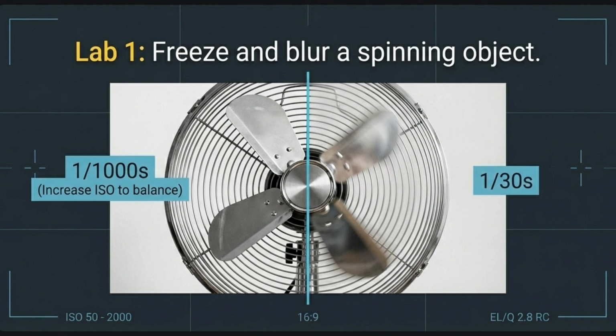For your first lab, practice freezing and blurring a spinning object. Use 1/1000th s for a sharp image and 1/30th s for blur, adjusting ISO to maintain exposure.